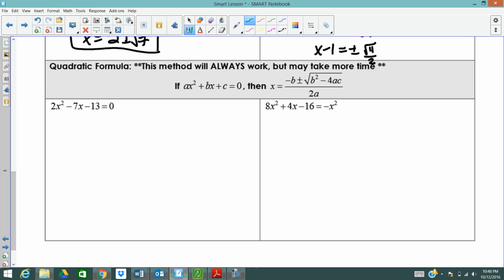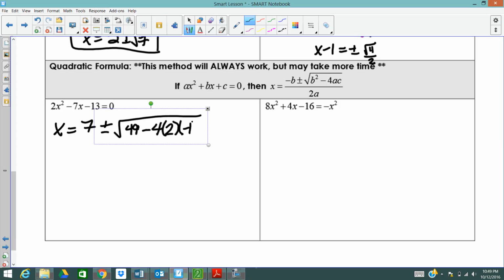And last but not least, the quadratic formula always works, but as always, it takes some time. So if a quadratic does not factor, we don't want to complete the square to solve. Our other method to solve is the quadratic formula. So if I have my 2x squared minus 7x minus 13 equals 0, I can solve this by doing x equals the opposite of b, so positive 7, plus or minus the square root of b squared, 49, minus 4 times a, which is 2, times c, which is negative 13, all over 2a.